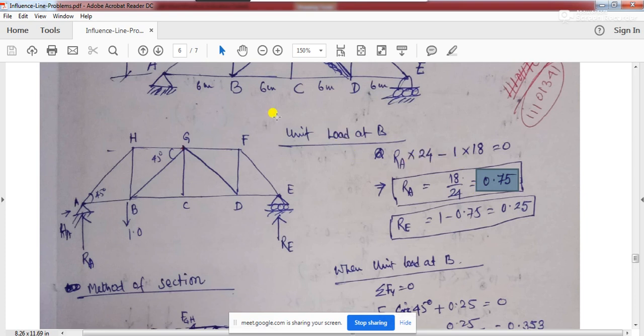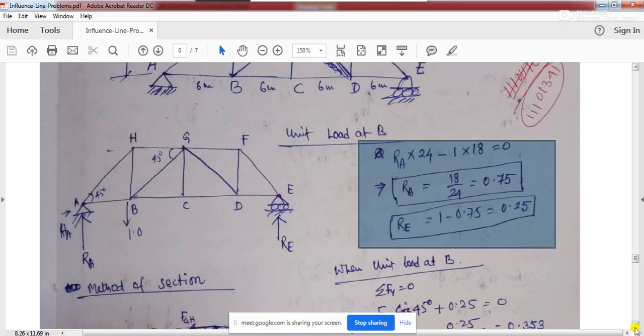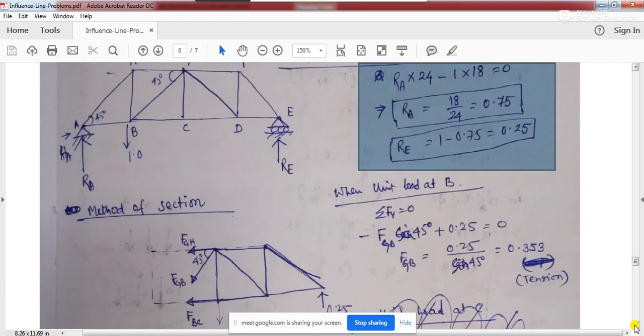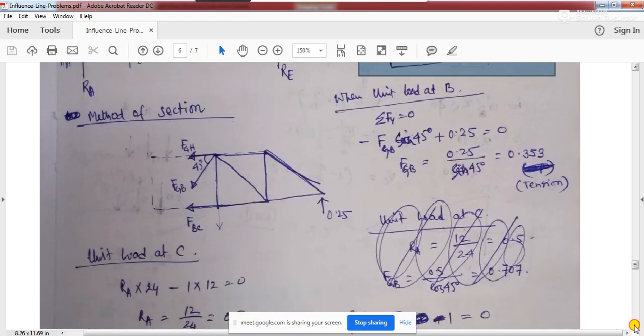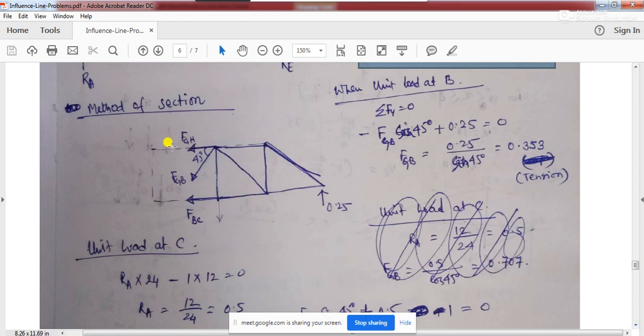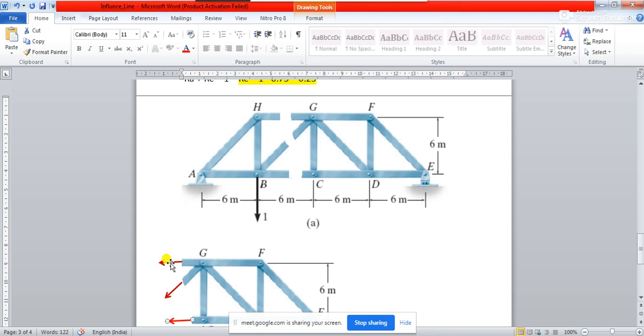So you see, when the unit load is at B, we have found out the reactions at RA and RE. That we have understood. Now we are using the method of sections. In this method of sections, there are three forces: along this it is FGH, this is your FGB, and this is your FBC. That's what exactly I was telling: FGH, FGB and FCB or FBC.